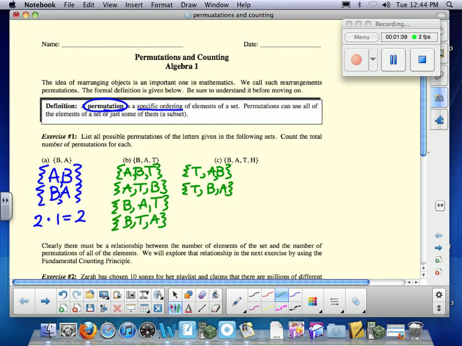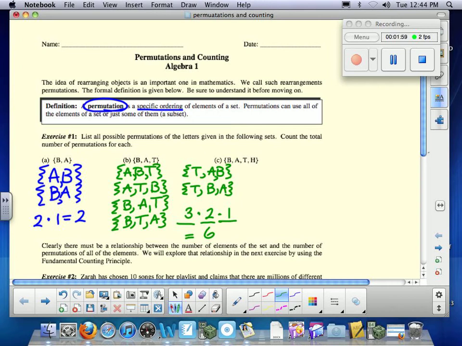So, in our first choice, we could have picked any one of 3 letters. Then we only had 2 letters to pick from, and then 1 letter to pick from, for a total of 6 permutations, arrangements.